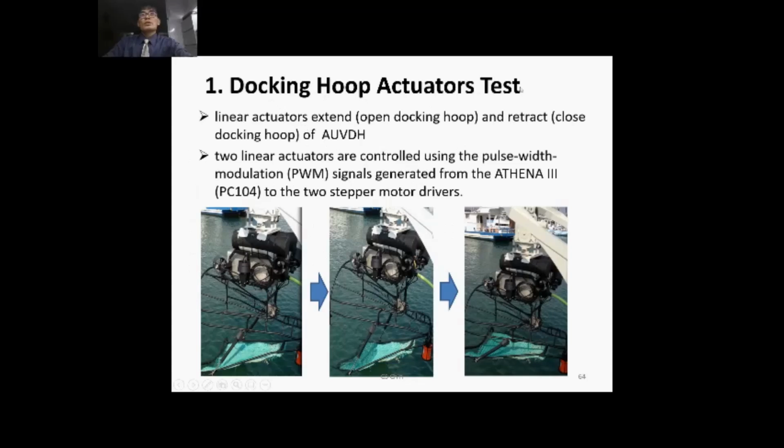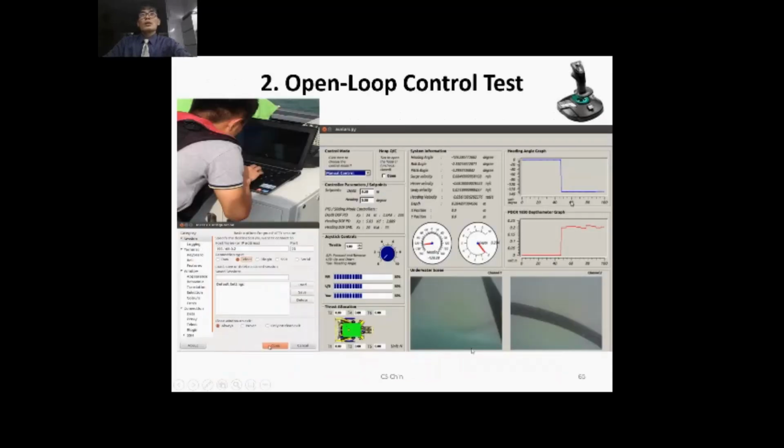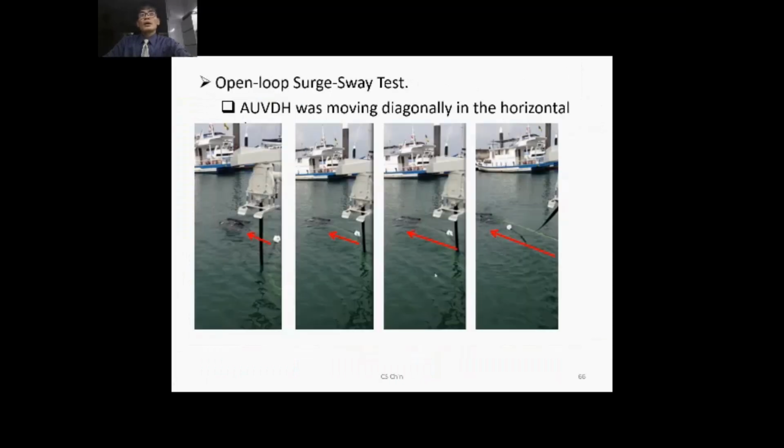So for the docking hook actuator test, the linear actuator was S10, and we try to retract it to be sure that it's able to capture the UUV. We're just testing the two linear actuators controlled by the pulse width modulation signal from the antenna tree, which is the PC104, to the two stepper motor drivers, which are used to open and close the docking hooks. Then we do the open loop control test using the GUI interface, and the open loop surge and sway test.